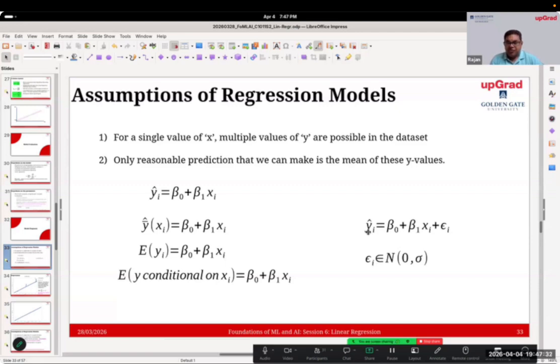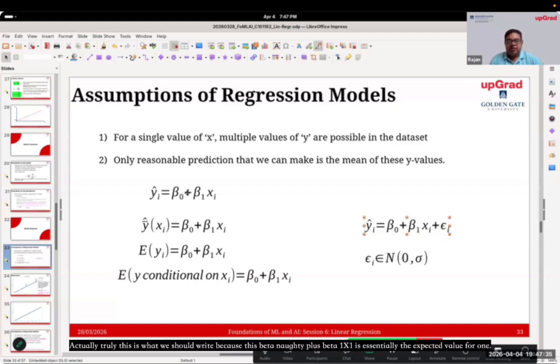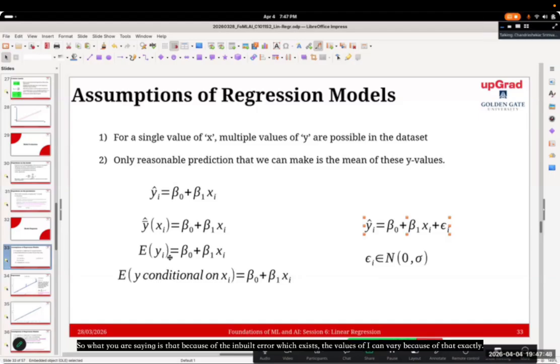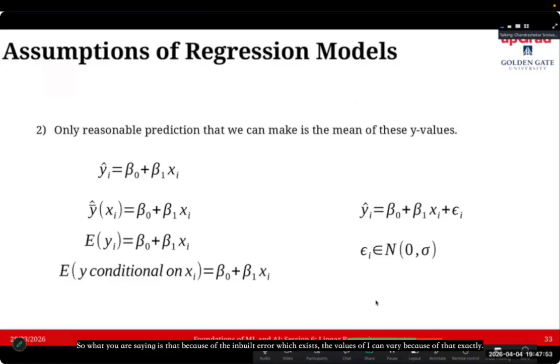So this is the model. Mathematically, this is what we should write: beta naught plus beta 1 x is usually given as the expected value. So what you're saying is that because of the inbuilt error which exists, the values of y can vary because of that. This defines the outcome variable.